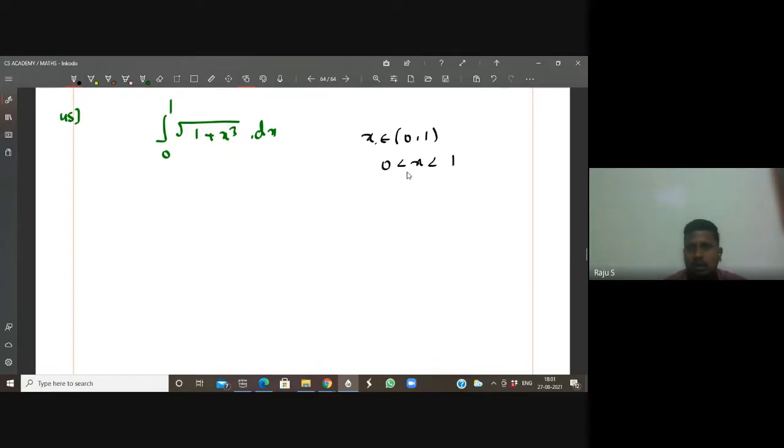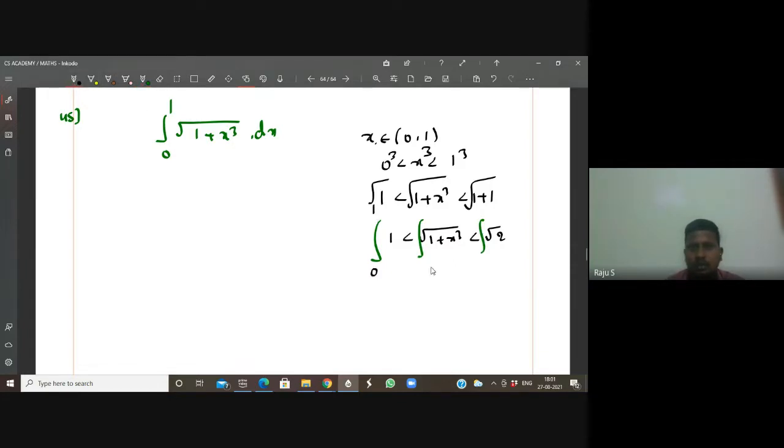Now we can cube. When you cube on both sides, 1 cube. When I add 1, 1 lesser than 1 plus x cube lesser than 1 plus 1. When I take the square root, 1 lesser than root over 1 plus x cube is lesser than root 2. Got it? Root 2. When I integrate, from where to where? 0 to 1, here 0 to 1, here also 0 to 1. So this given integral I am taking as I. The given integral you may take as I also.